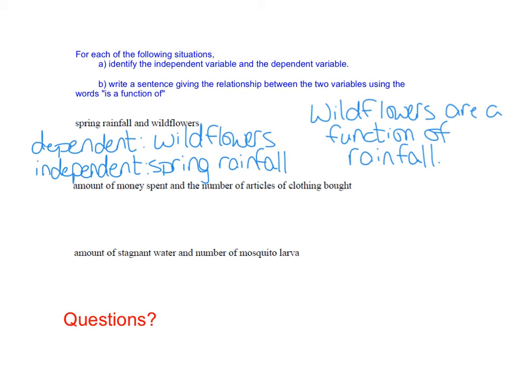The amount of money spent and the number of articles of clothing bought. I want you to decide which one's independent, which one's dependent. Write that on your notes. Then write your sentence. Then turn your video back on and check it.